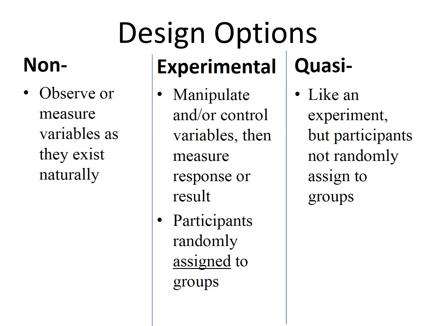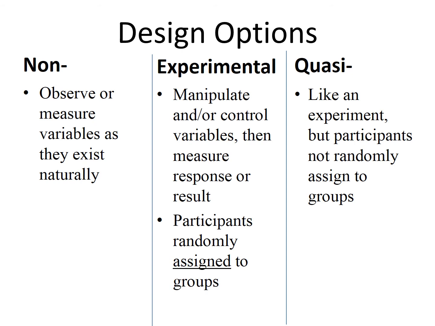Determining the causes of behavior requires an experiment where the researcher manipulates a variable to create differences between groups of participants. Participants are also randomly assigned to different groups. In other words, all participants have an equal chance of being included in any level of the variables.